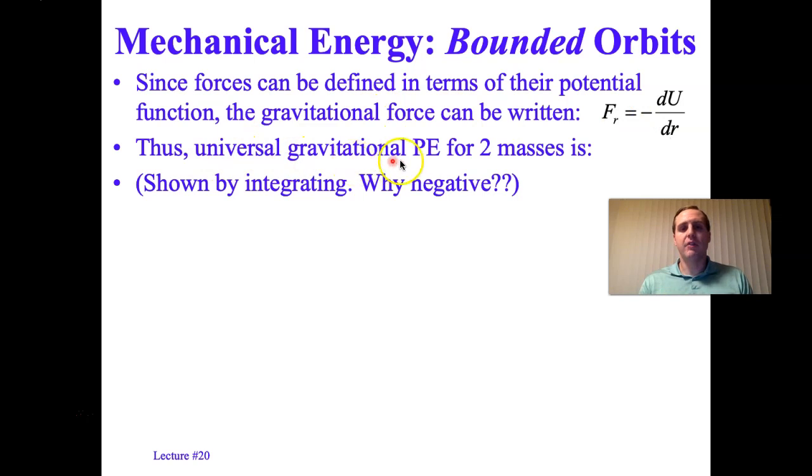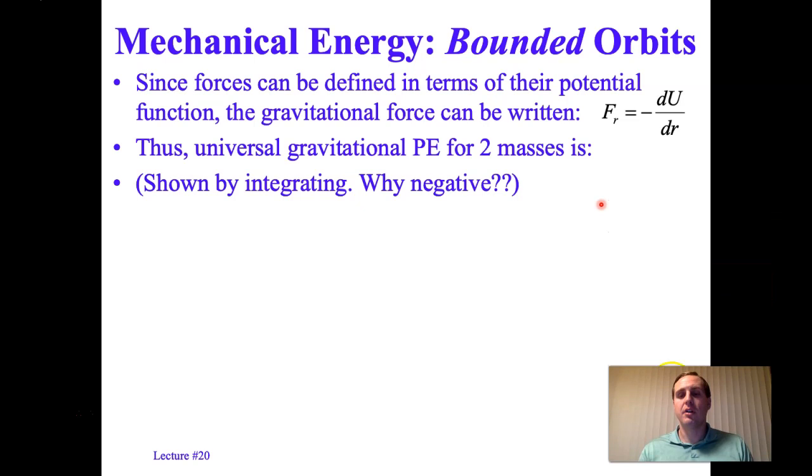Thus, the universal gravitational potential energy for two masses is given by an equation I'm going to show here in just a second. Now you can show that this equation is true by integration. If we integrate both sides of this equation with respect to r and take a minus sign, and for F we put in the radial force. Well, the radial force is just the universal gravitational force, and that's big G, little m, big M over r squared. And we integrate both sides.